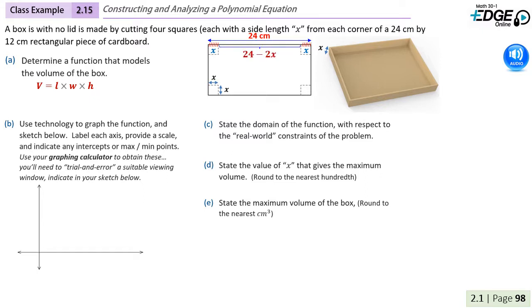So we know that the original length was 24 centimeters long, and from each end we've cut out a square of length x. So our 24 centimeters has been reduced by 2x. Similarly, our width that was 12 centimeters has also been reduced by 2x. We now know our length and our width. Now if you can imagine folding these tabs up, they would each have a height of x, and they wouldn't stack, they would simply meet edge to edge. So the height of our box will be x.